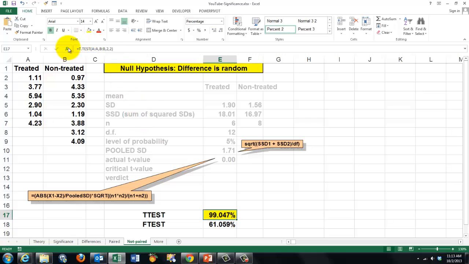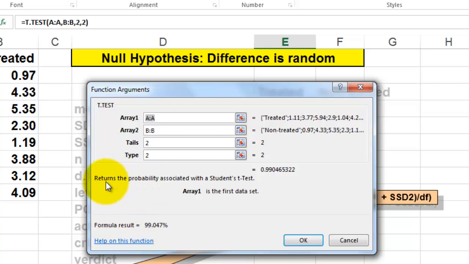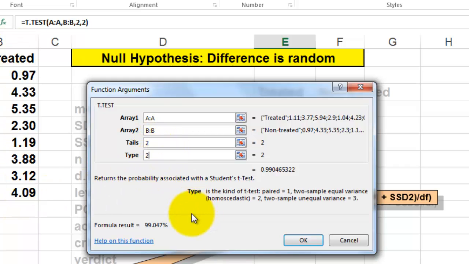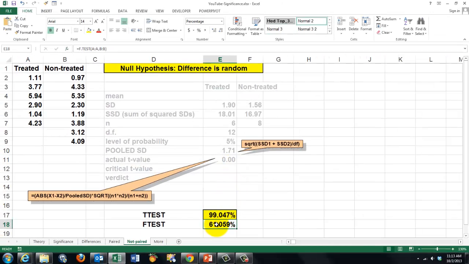However, I have a little problem this time. The t-test asks for array column A, array column B, 2 tails, but now I have to make a decision on the type. Is it 2 samples with equal variance or 2 samples with unequal variance? I made a bet on equal variance. Is that correct? I don't know. We have to find out with the F-test.